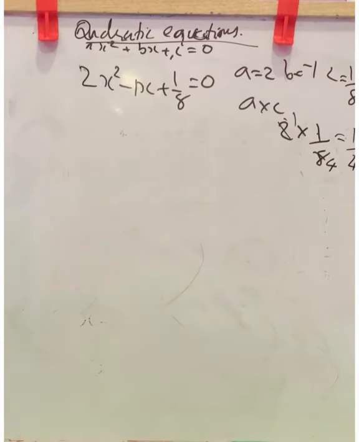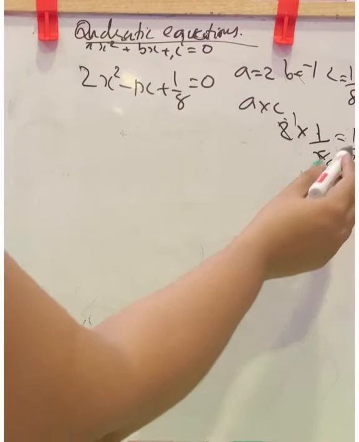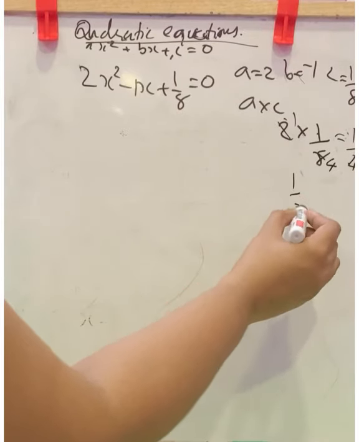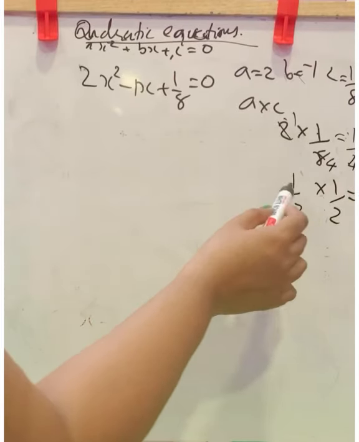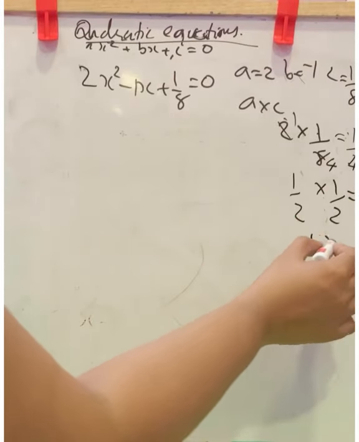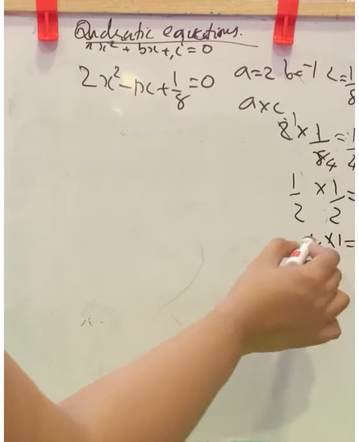Now what are the factors of 1 by 4? We have 1 by 4's factors, 1 by 2 into 1 by 2, you will get 1 by 4, right? So one factor is this, then 1 by 4 into 1 is 1 by 4.